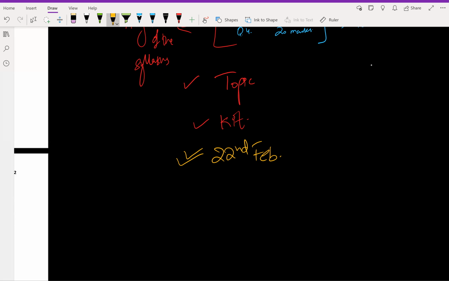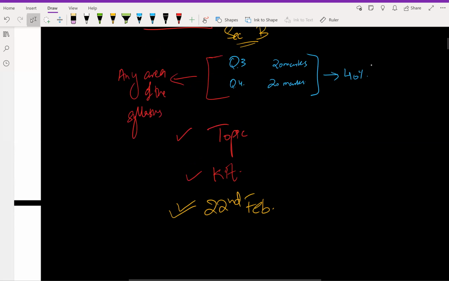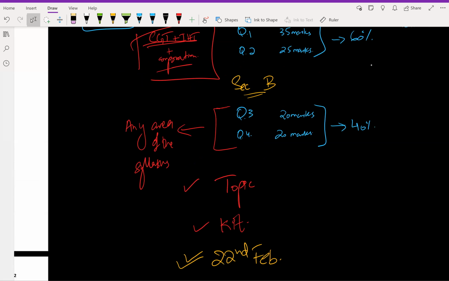Why I'm calling them important topics does not mean that the other topics are any less important, and it obviously does not mean that all of the topics are equally important. Like I said, CGT, IHT, corporation tax are favorite areas of the examiner. These topics are a bit more important than other topics, but if you want to get that 40% in the paper, which is a huge chunk, right?